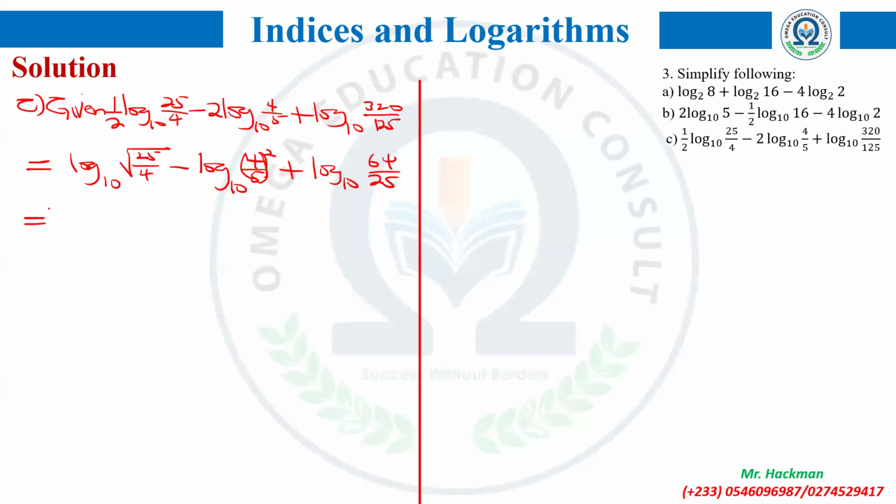So now let's go. This will give us log to the base 10 of root 25 over root 4. That will give us 5 on 2. Very good, so you are following. Let me be mindful, I got it wrong myself. So minus log to the base 10 of 16 on 25, am I right? Plus log to the base 10 of 64 over 25. All correct.